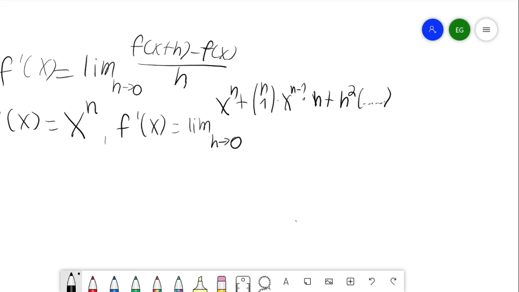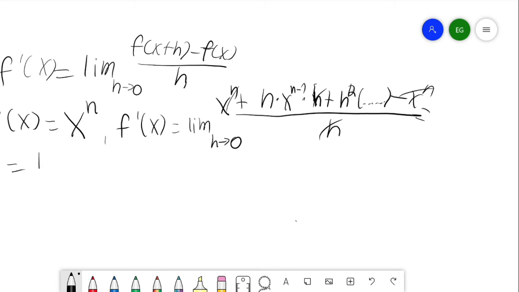And I want to simplify this a bit. So n choose 1 is, if you remember, really just n. So n times x to the n minus 1 times h. Then plus h squared times all that stuff. And then we subtract f of x, which is just x to the n. And then all of that over h. Now, x to the n minus x to the n cancels. We have an h here that cancels. Then this h squared divided by this h will cancel, leaving just h.